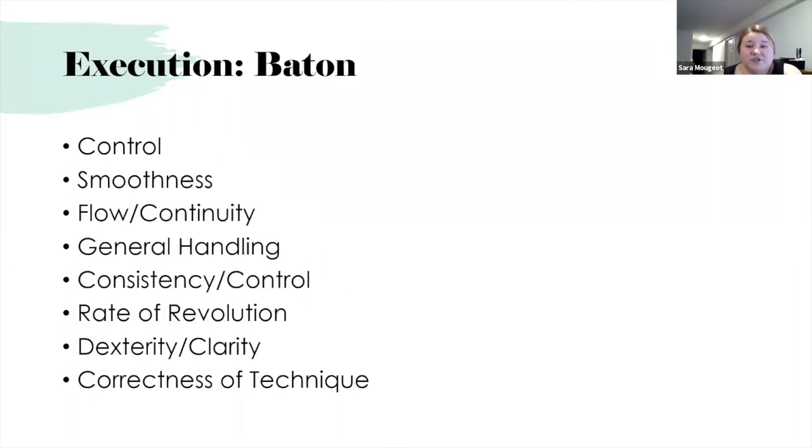These terms we see on lots of score sheets, so it's good to have some consistency. And under execution of baton, again, this comes from Solo as well as DanceTwirl team, Twirl team, and Solo DanceTwirl event focus. We look for control, smoothness, flow and continuity, general handling, consistency and control, and rate of revolution, dexterity and clarity, as well as correctness of technique.